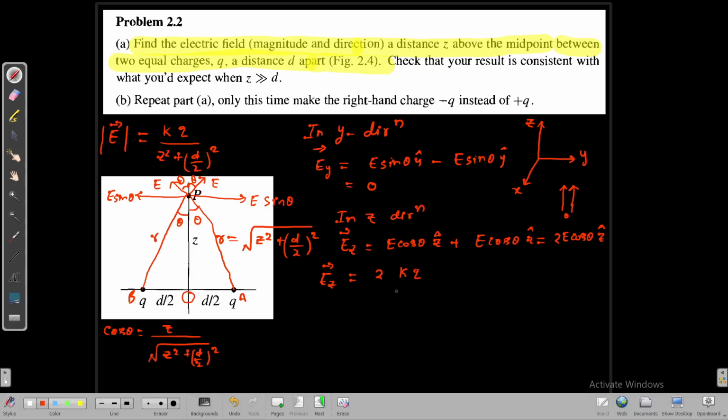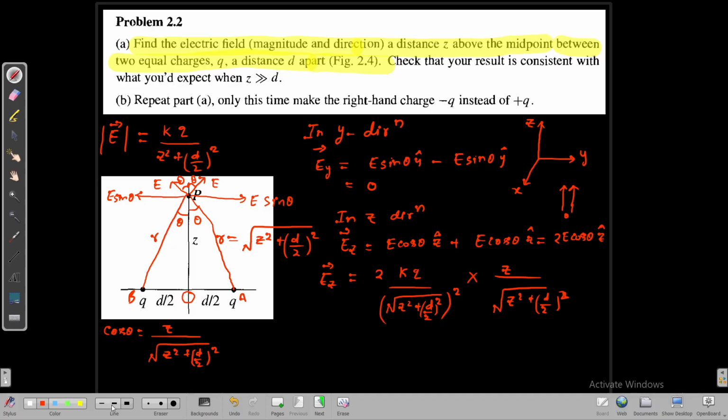What is E? E is KQ over under root of Z square plus d by 2 to the whole square, to the power square. It is the same. Why I did square, you will see. Multiplied by cos theta, that is Z over under root of Z square plus d by 2 to the whole square. I think it is fine.